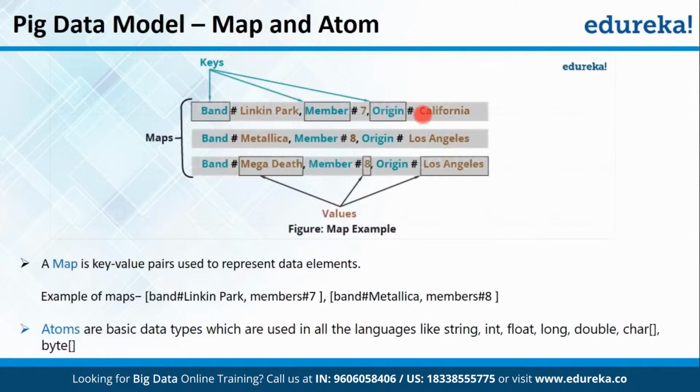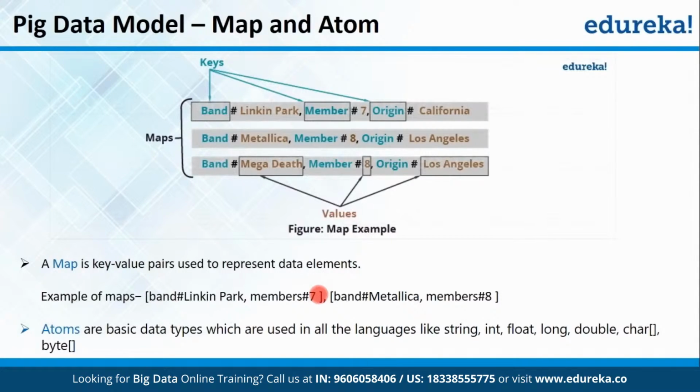So every row is nothing but a map which has a set of key value pairs. However, a map cannot contain duplicate keys. As you can see, this map has only got band, member, and origin. Okay, there cannot be another key with the name origin or member or band. Similarly with the second row and the third row. So to represent a map, you need to use the square brackets right here. So this opening square bracket represents the opening of the map, and right here is the closing of the map.